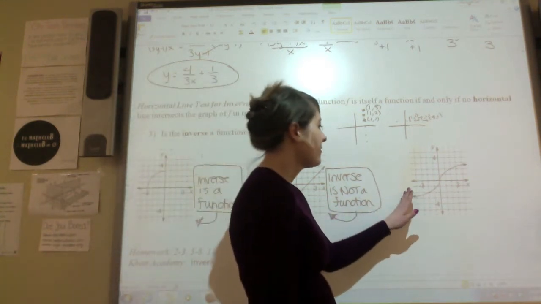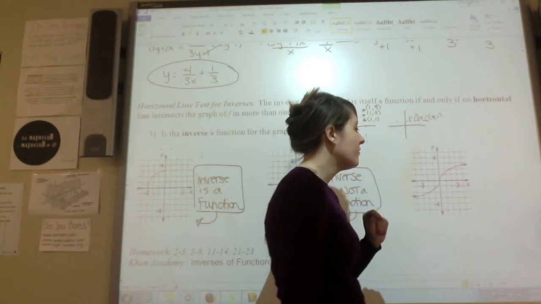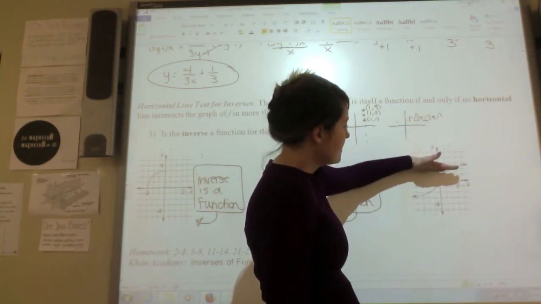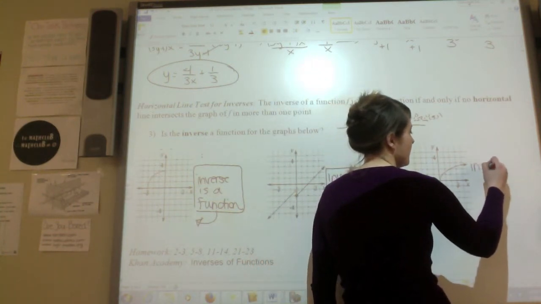This last graph over here passes the vertical line test. That means that this graph itself is a function. It also passes the horizontal line test. Therefore, the inverse is a function.